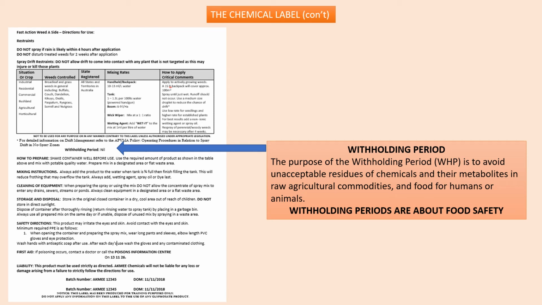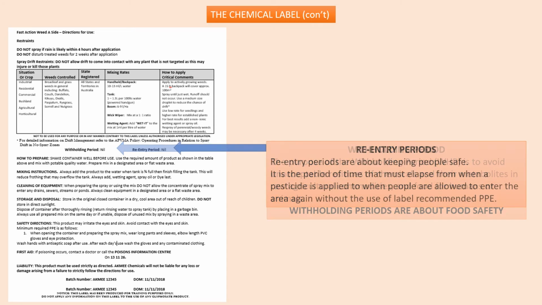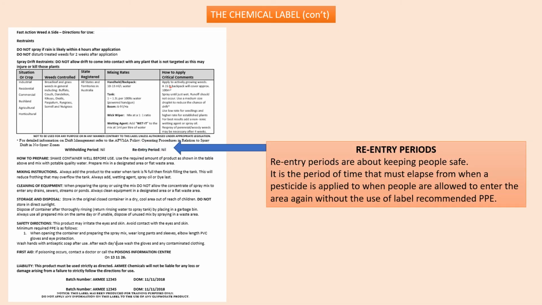Withholding periods. The purpose of the withholding period, or WHP, is to avoid unacceptable residues of chemicals and their metabolites in raw agricultural commodities and food for humans or animals. So withholding periods are about food safety. Reentry periods. Reentry periods are about keeping people safe. It is the period of time that must elapse from when a pesticide is applied to when people are allowed to enter the area again without the use of label recommended PPE.